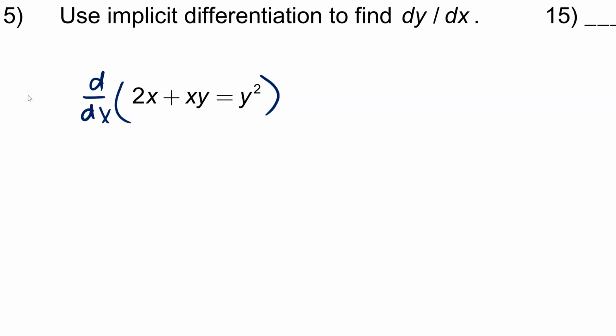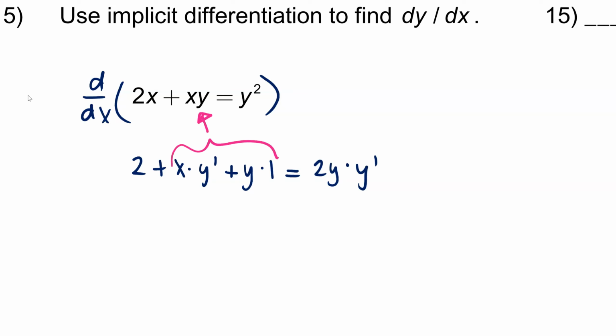All right, so derivative of 2x is 2 plus, oh my gosh, I got a product rule here. So multiply by x times derivative of y, which is y prime, plus y times derivative of x, which is 1, equals derivative of y squared is 2y times y prime. This portion is product rule of this.